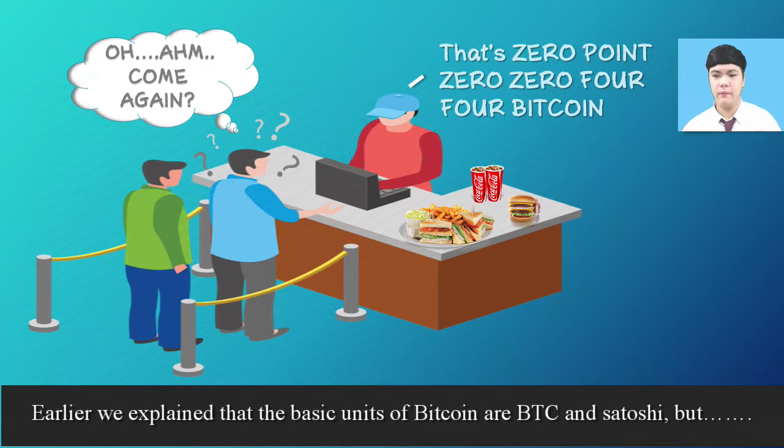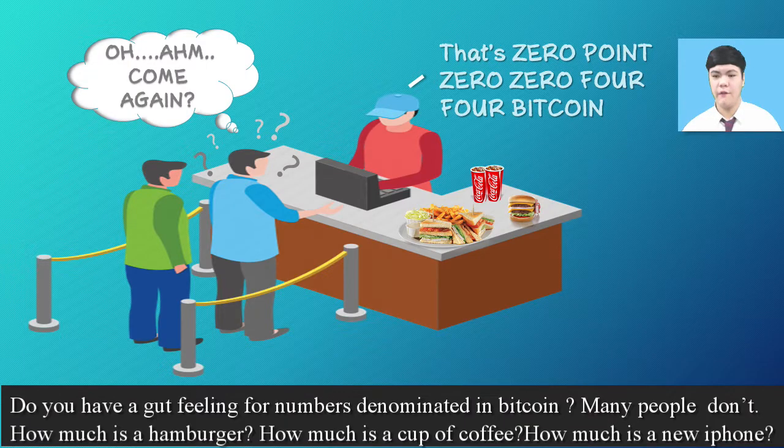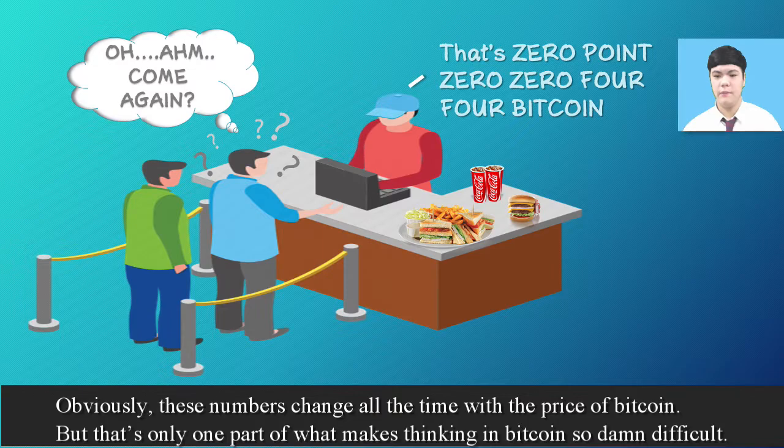Earlier, we explained that the basic units of Bitcoin are BTC and Satoshi. But do you have a gut feeling for numbers denominated in Bitcoin? Many people don't. How much is a burger? How much is a cup of coffee? How much is a new iPhone? Obviously, these numbers change all the time with the price of Bitcoin. But that's only one part of what makes thinking in Bitcoin so damn difficult.